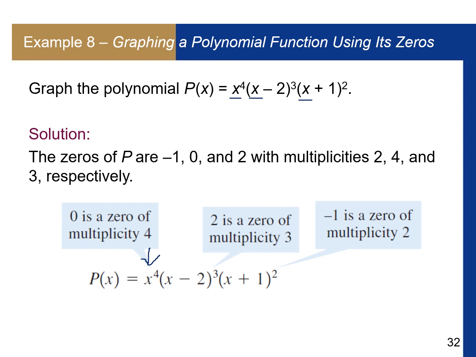Now, we don't really say the answer is 0 4 times, because if the answer is 0, we just need to know that once. However, it'll help us with the shape of the graph to know that it has a multiplicity of 4. Also 2: if I put 2 in here, I will get a 0, and it has a multiplicity of 3. And here I'm going to put a -1 in, and it has a multiplicity of 2.